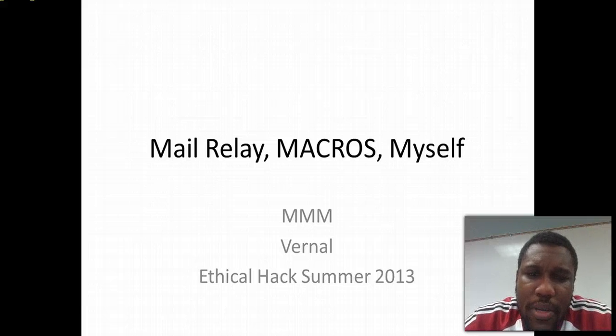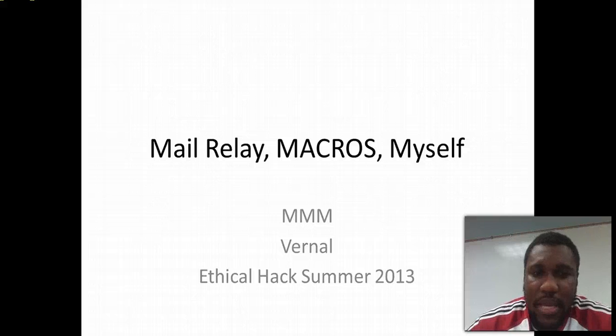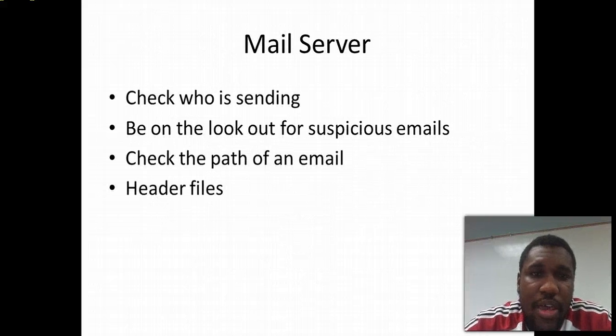Mail relay, macros, myself. That's basically it. I used mail relay to get to the victim. I used macros to infect their system, and I used myself, meaning I'm thinking that my friend is sending me an email telling me to go to the places to get stuff, which is really not true. I called it MMM, ethical hacking. So mail server, check who's sending. I showed you that already.